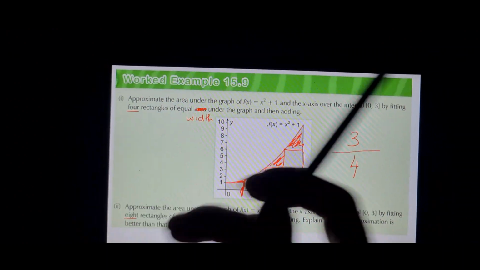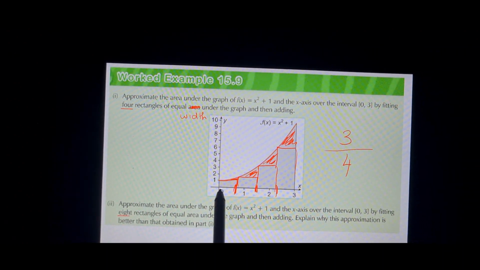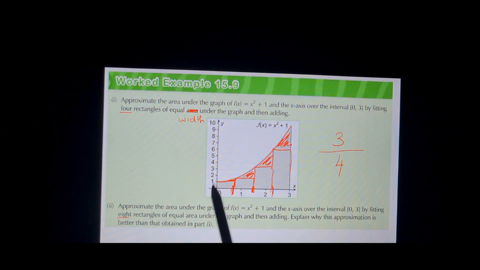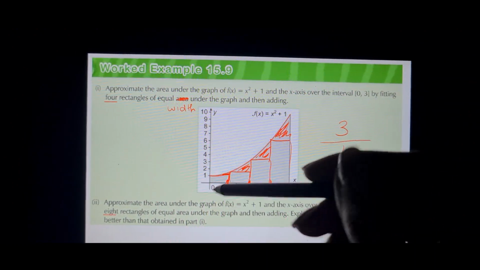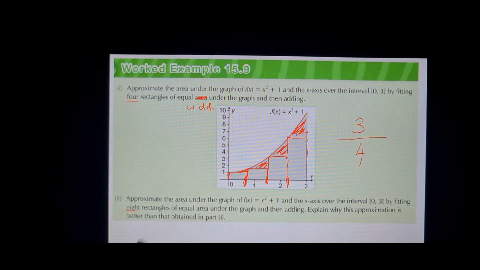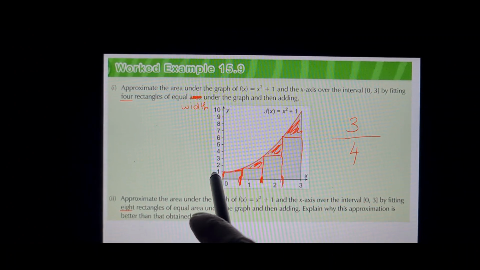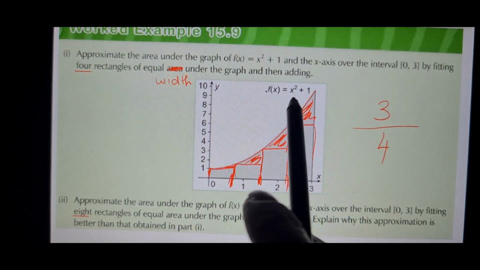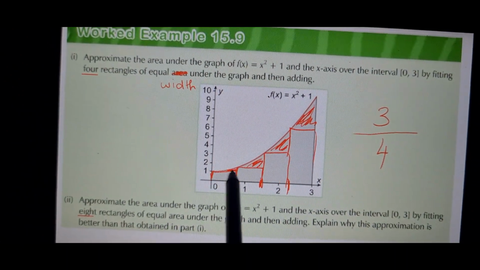So obviously if you ask yourself, well, how would I get the area of a rectangle? It's length by width. So we know the width is 3/4, so all I have to do is get the length, or well, you can call it a height in this instance. So I need to get the height of each block. Well, the first height is 1. And if you didn't copy that from the graph, if you sub 0 into the function x squared plus 1, you will get back 1 for the first height of that block.